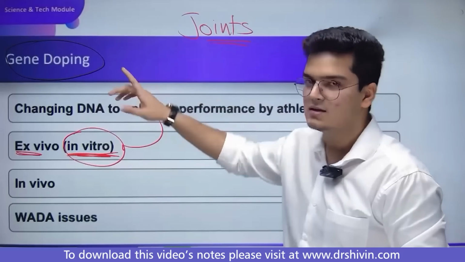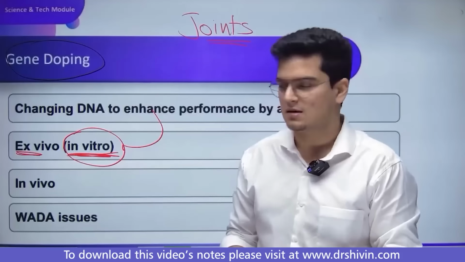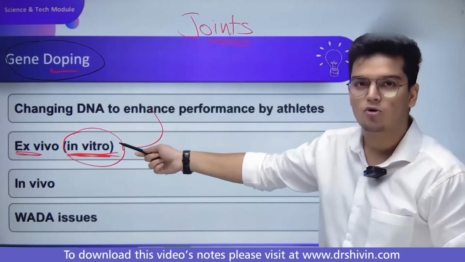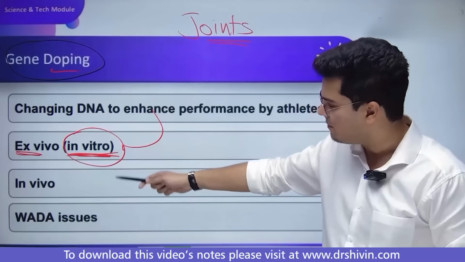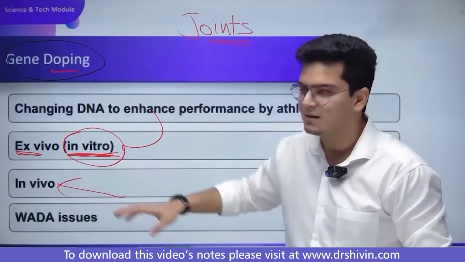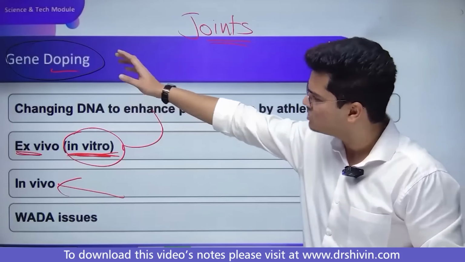What is doping? Doping is using artificial methods to increase your sports performance. This can be done outside the lab. It can be done in the lab. It can be done inside the body also, the way we were doing gene therapy through viruses. Right? So that is gene doping.